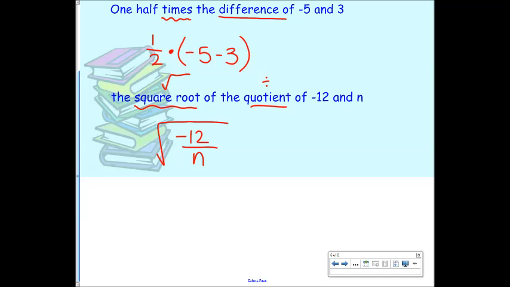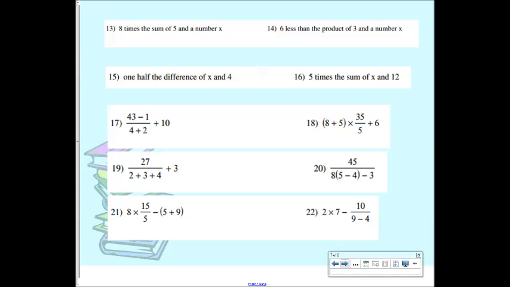All right, so at your boards, do the left-hand column. So 13, 15, 17, 19, 21, do the left-hand column.